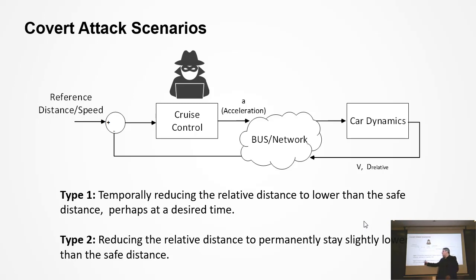In the second one, the adversary manages to permanently reduce the reference for the controller and bring the distance between the two cars lower than the safe distance. So it changes the definition of safe distance. If it is a 50-meter distance, it makes it 40.